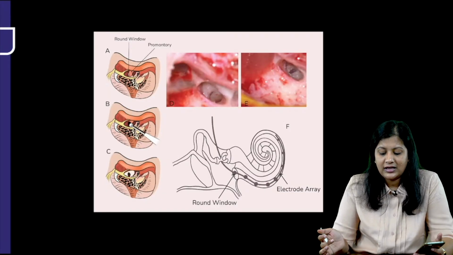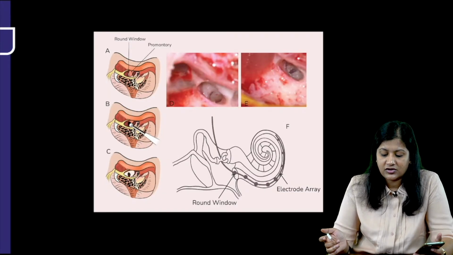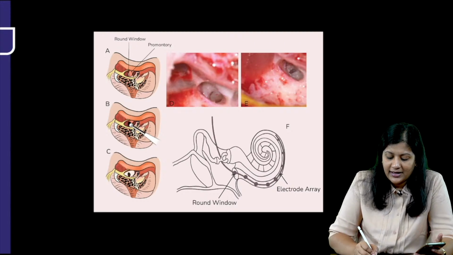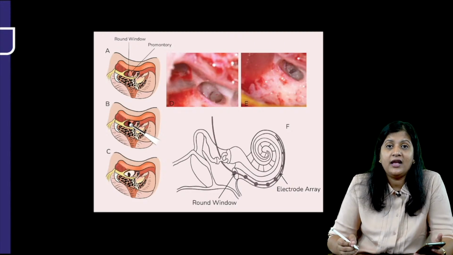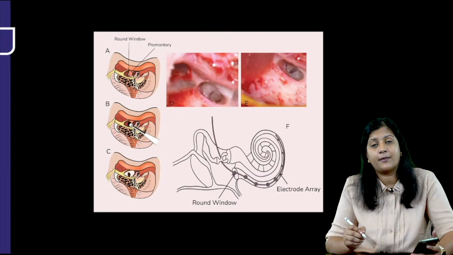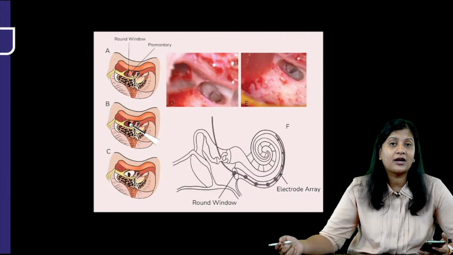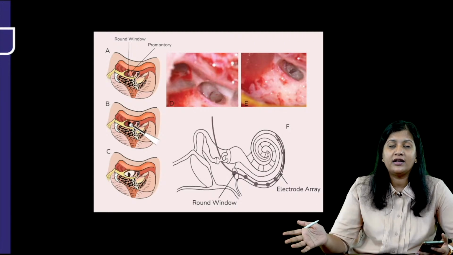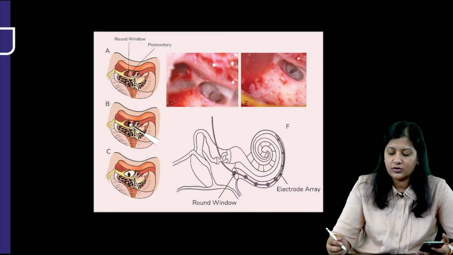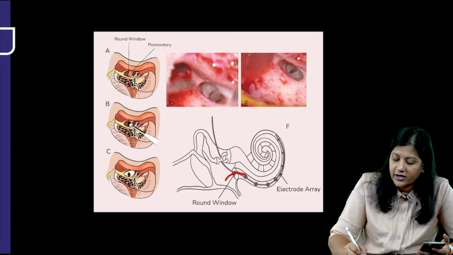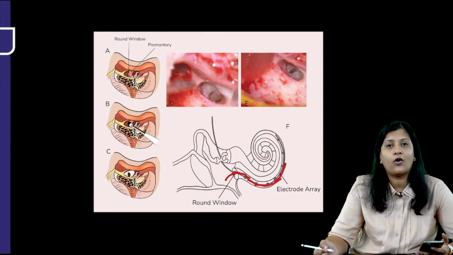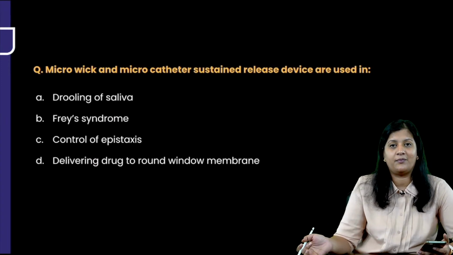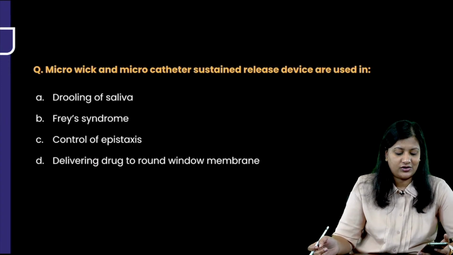So this is how the cochlear implant surgery is done. You will do a mastoidectomy and go through the facial recess approach. What is facial recess? I will come to it again. We have an MCQ next ahead, so we will do it there. But through the facial recess approach, you will go through the round window and insert the electrode into the scala tympani of the cochlea. So this implant is called a cochlear implant. Now let's go to the next question.